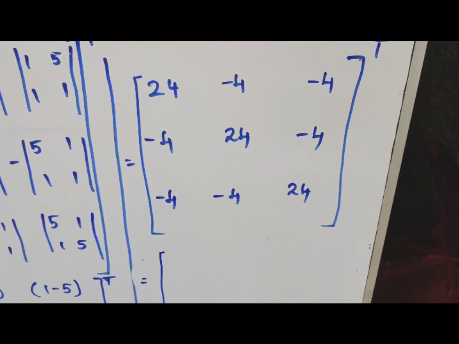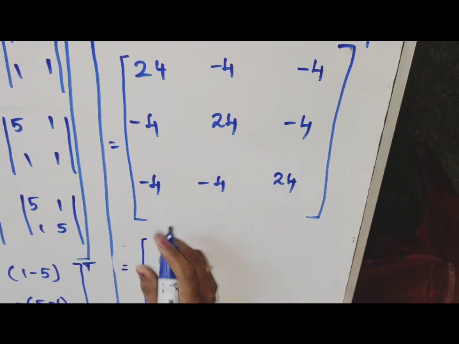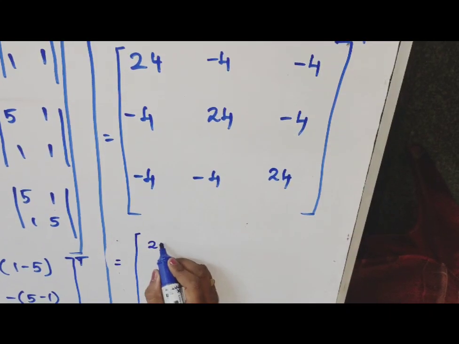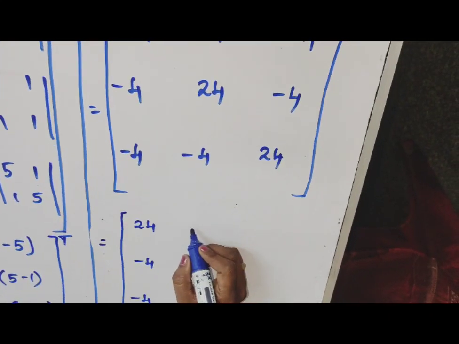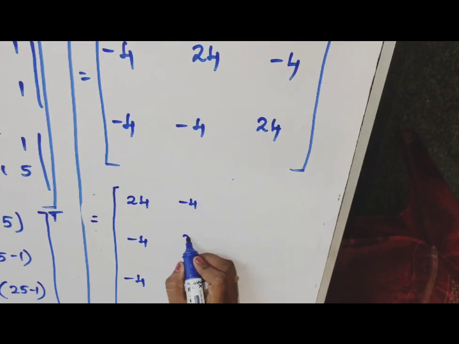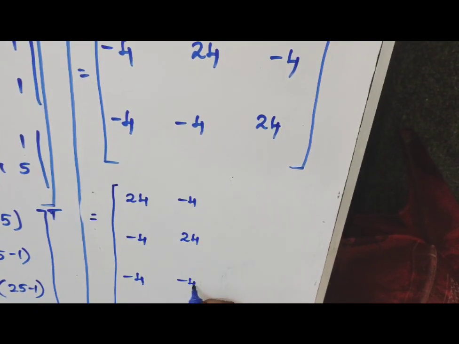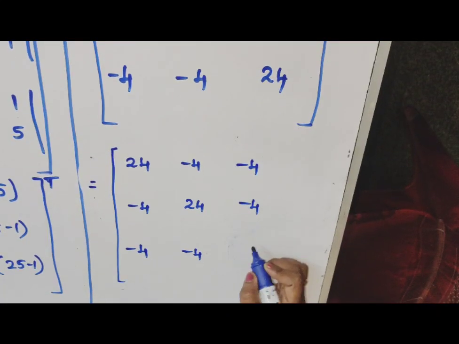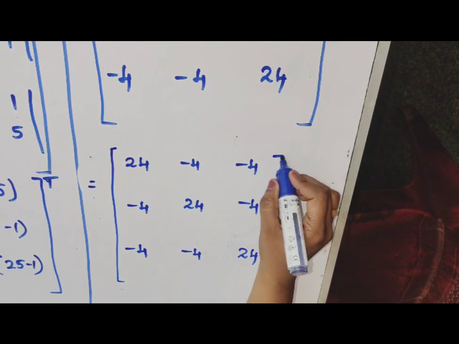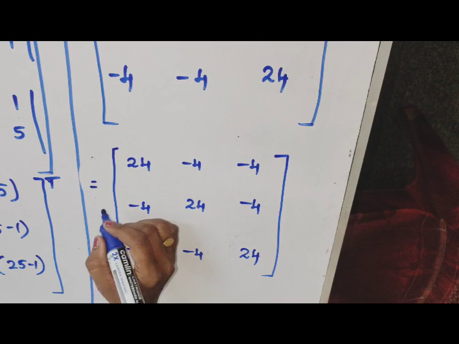Transpose means row wise we have to write it as column wise. First row I am writing it as first column: 24, minus 4, minus 4. Second row I am writing it as second column: minus 4, 24, minus 4. Third row I am writing it as third column: minus 4, minus 4, 24. So this is adjoint of A.